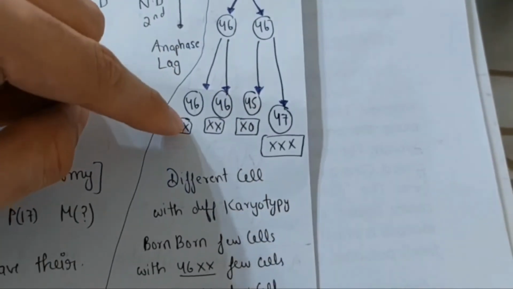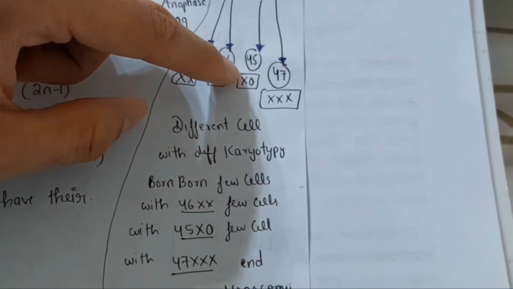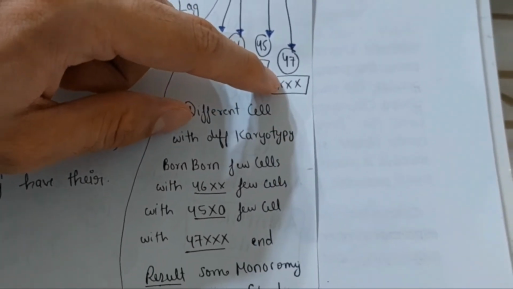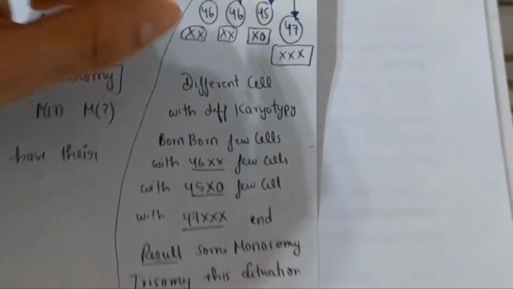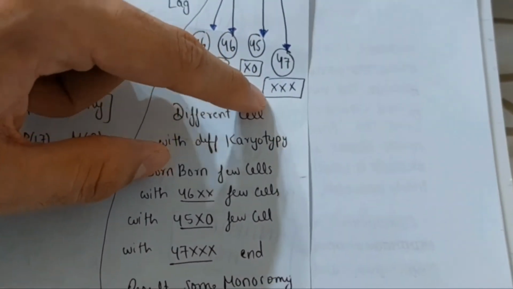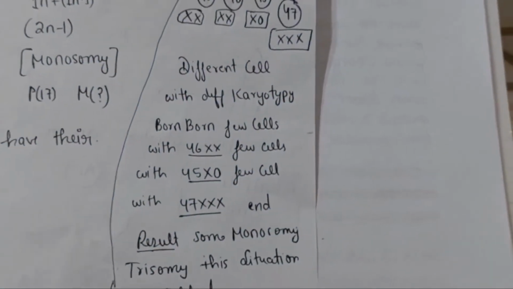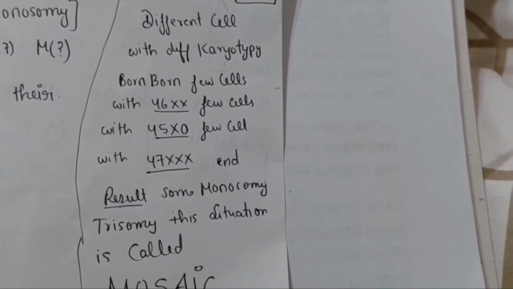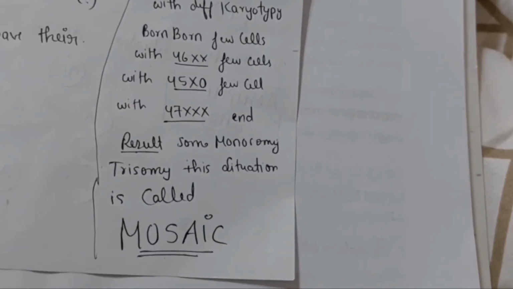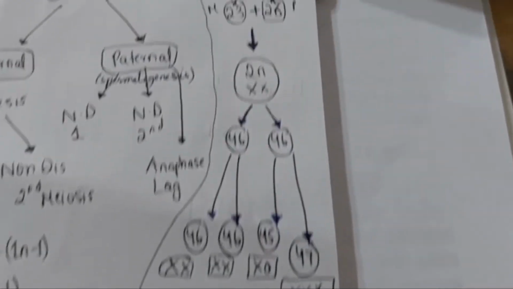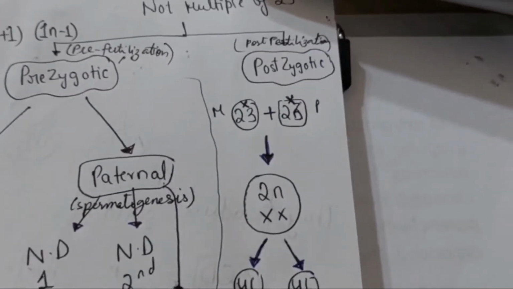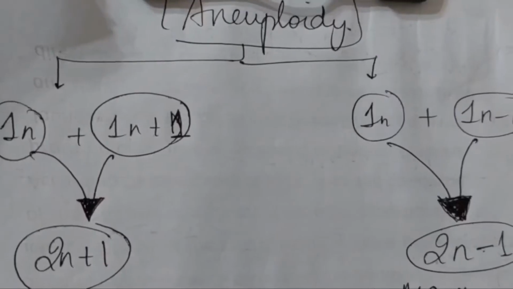Some cells are normal, that is they will have 46,XX, while some cells will have 45,XO, while other cells will have 47,XXX. So there is monosomy in some cells, trisomy in some cells, and some cells are normal. When we see monosomy, trisomy and normal cells together, this is called mosaic. So this is an example of a post-zygotic or post-fertilization problem.